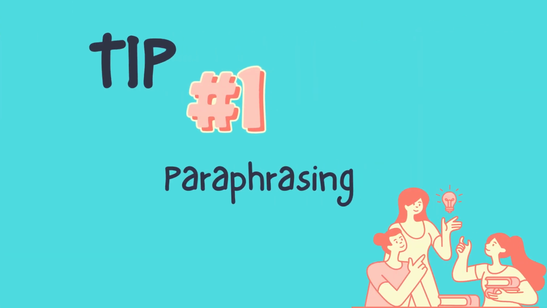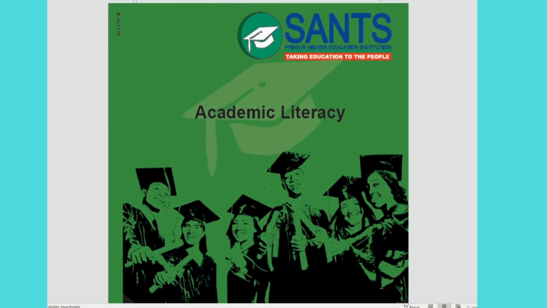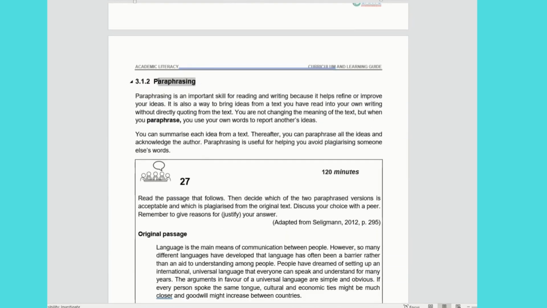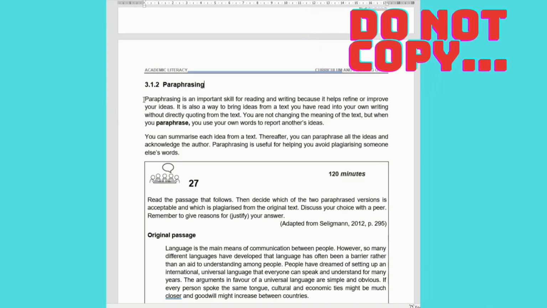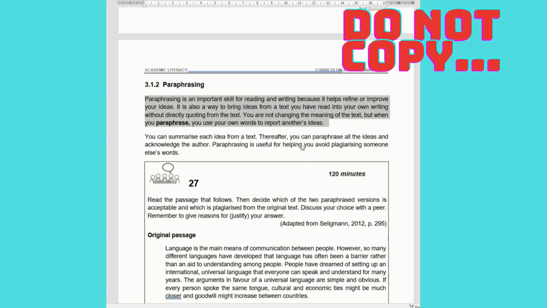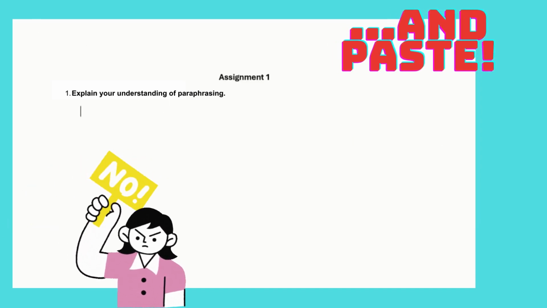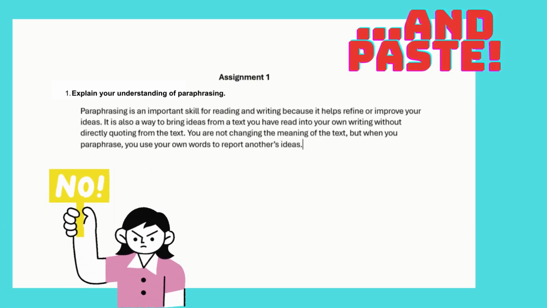Tip 1. Paraphrasing. Imagine your assignment asks you to define the concept paraphrasing. Your first step would be to go to the CLG and see what it says. Here it is, but of course you cannot copy from the CLG. You must first understand what it means to you and then write it in your own words. Please do not copy and paste from another source and paste it into your answer. This is pretending that it's your own work and is considered plagiarism or academic dishonesty.